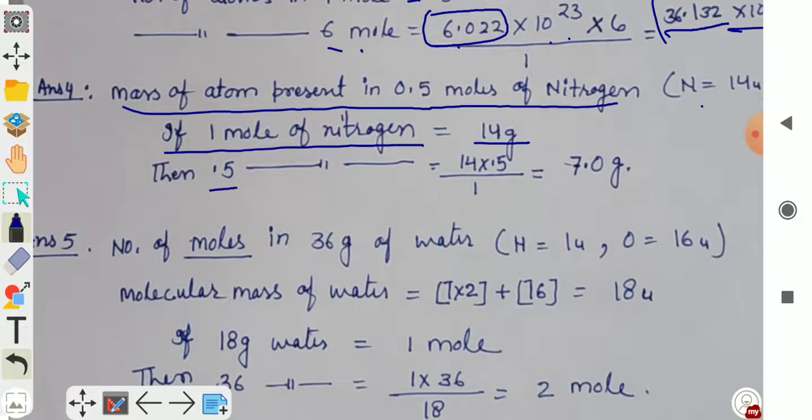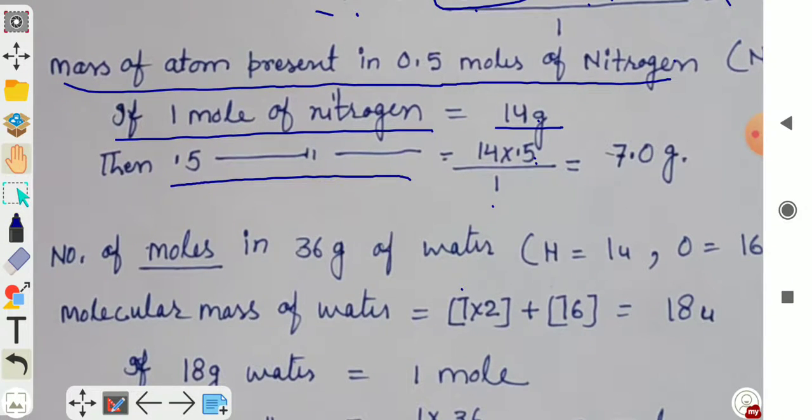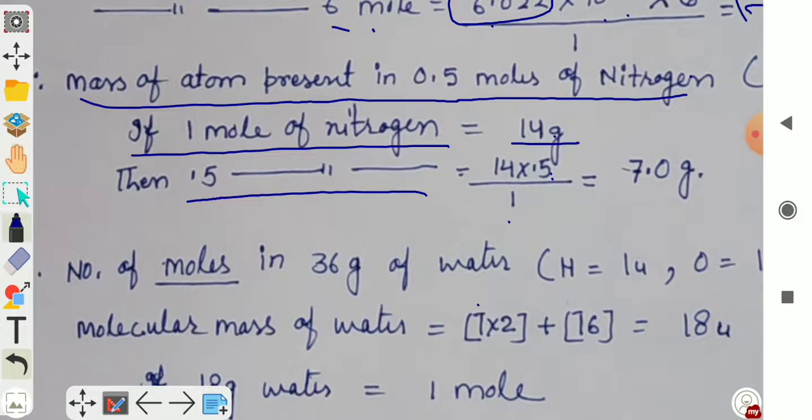Then 0.5 mole of nitrogen will be equal to 14 multiplied by 0.5 upon 1. So when we calculate this, 14 multiplied by 0.5. So 14 5s are 70. We will put decimal from one place and answer is 7 gram. 0.5 mole of nitrogen will equal to 7 gram.